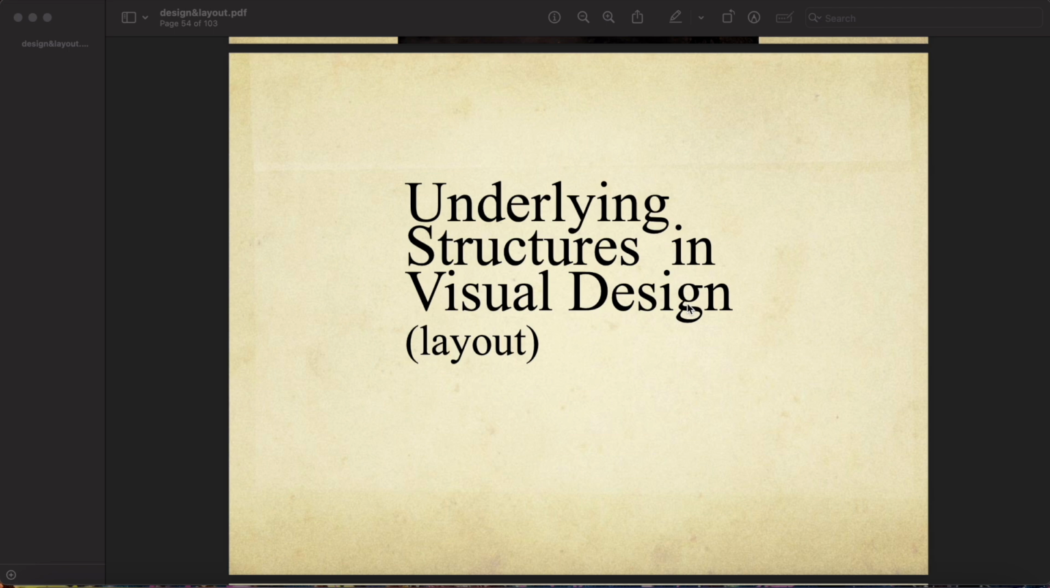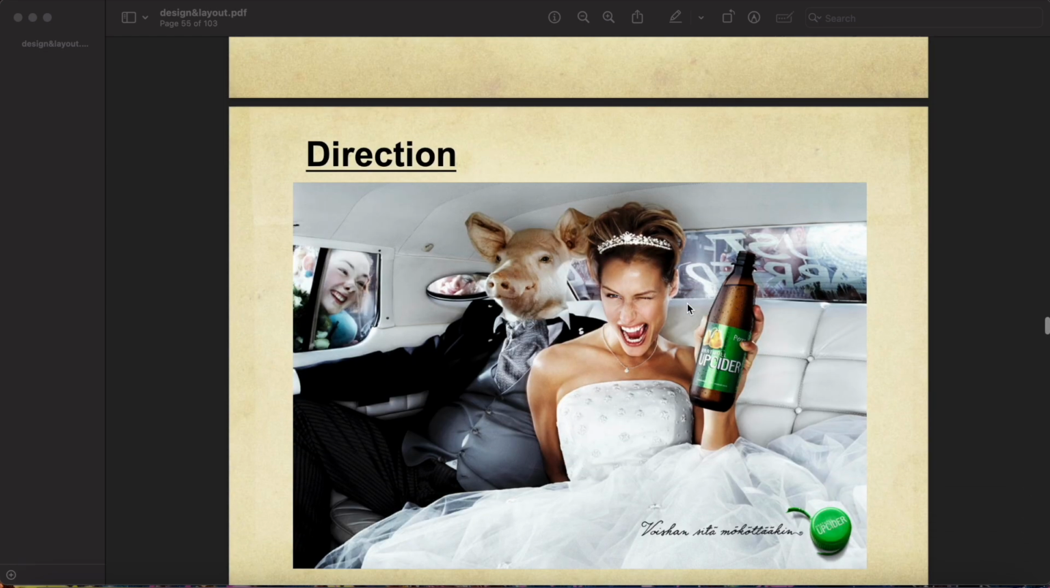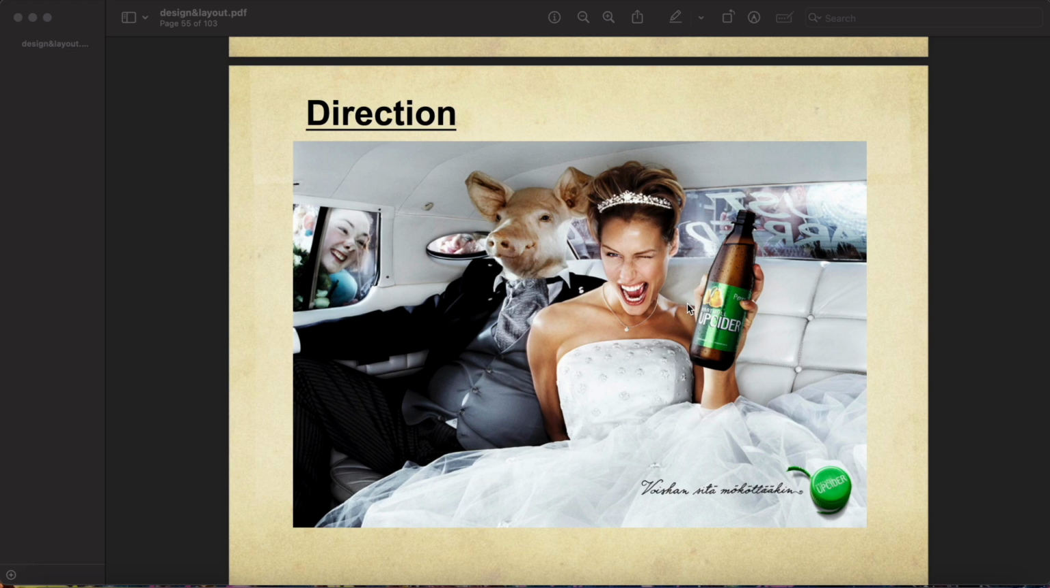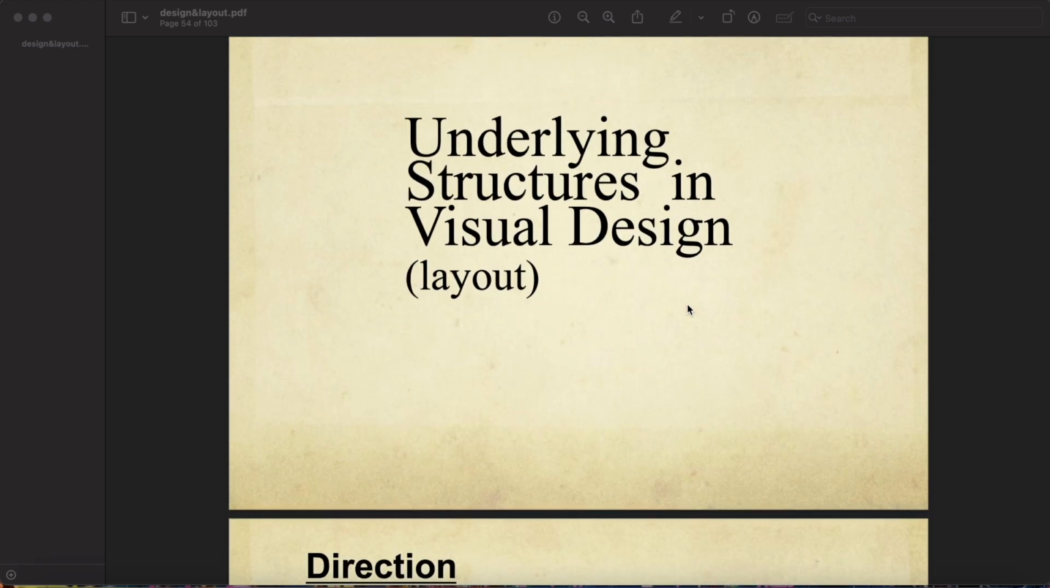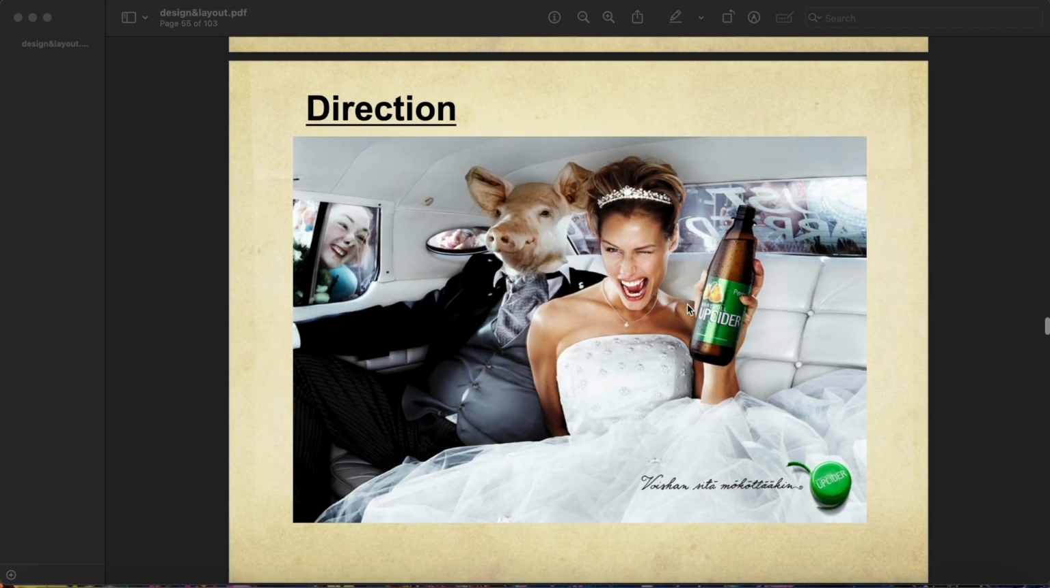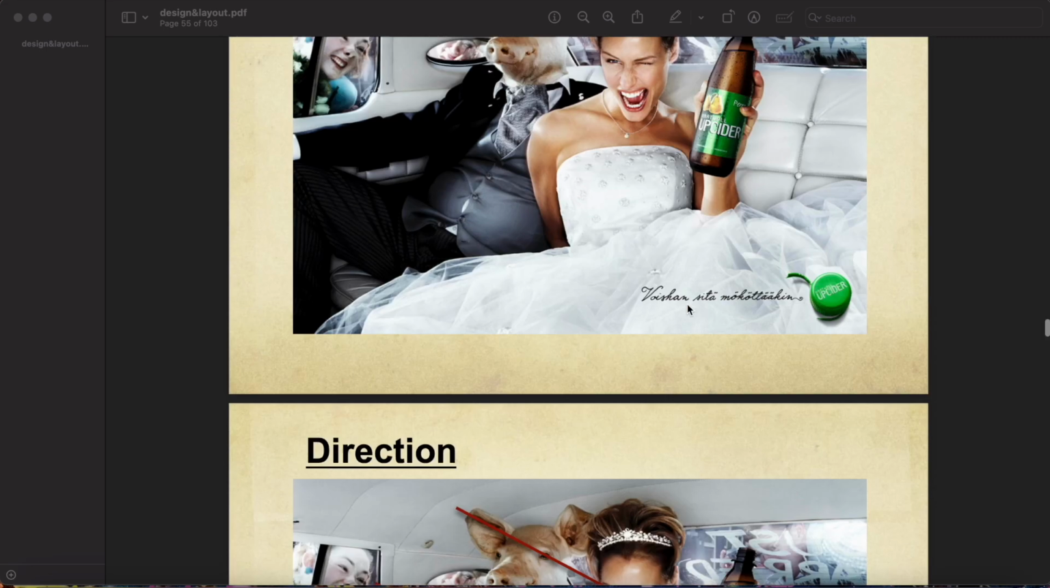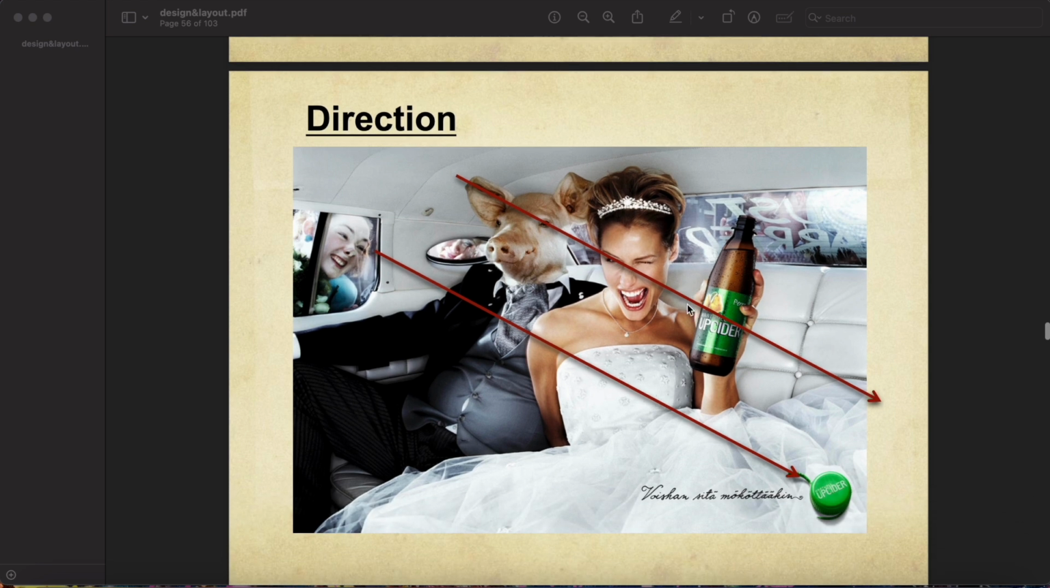But for this quick little lecture, I really want to talk about underlying structures in visual design. This is kind of an advanced topic, but it's something that I want you to at least start thinking about. So when we talk about visual underlying structures, we first talk about direction. What's the direction that you want your viewers' eyes to go? Which direction do you want the viewer to enter your image, and which way do you want their attention to go?